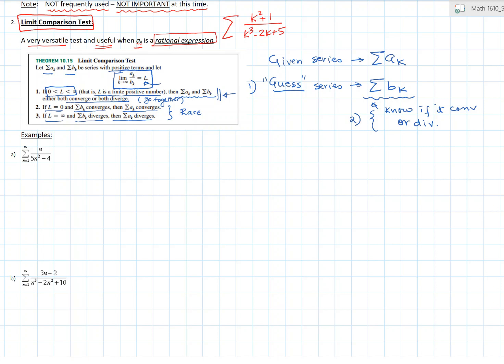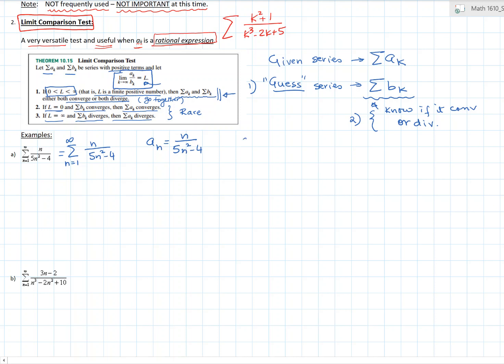as you will see when we do these examples. So the first one is, I want to study the summation n going from 1 to infinity of n over (5n squared minus 4). Okay, so my a_n is n over (5n squared minus 4).